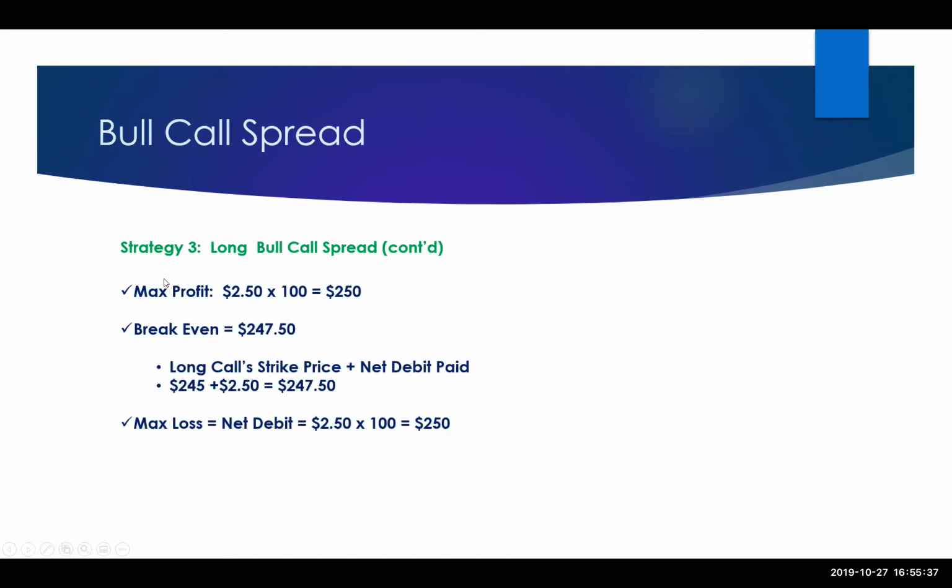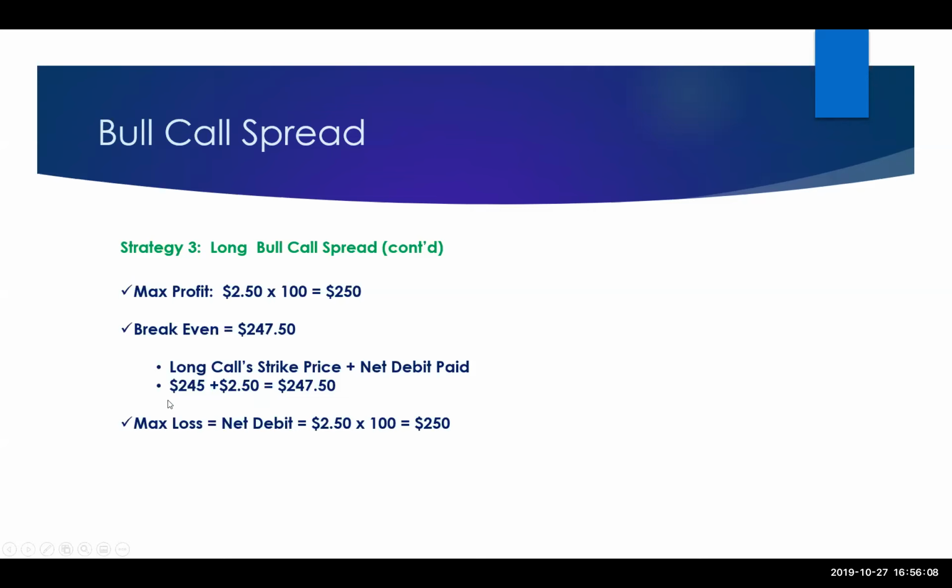So three things you want to know about your spread. The maximum profit in this long bull call spread is $2.50, as I mentioned, times 100 shares, which is $250. Your break even is the long call's strike price plus the net debit paid, plus whatever you paid for it. So in this scenario, we paid $2.50.